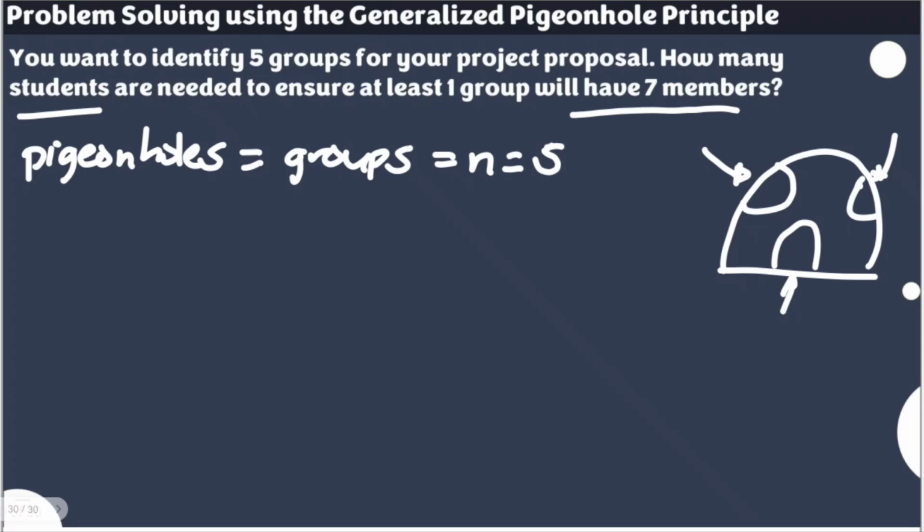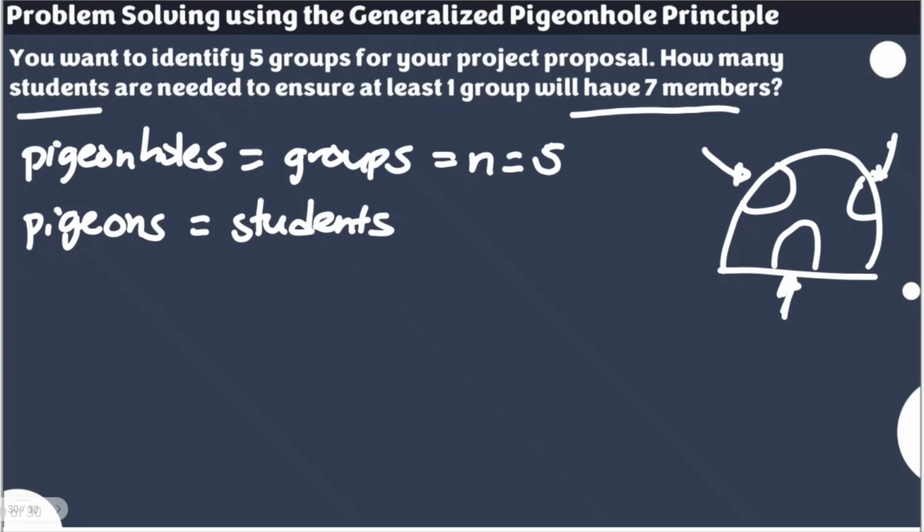That's what you want. Next, your pigeons specifically here will be your number of students, because they are the students who will be assigned to your groups. Just like here, the pigeons will be passing through the pigeonholes. But we don't know yet what that is, because that's the question: how many students are needed?